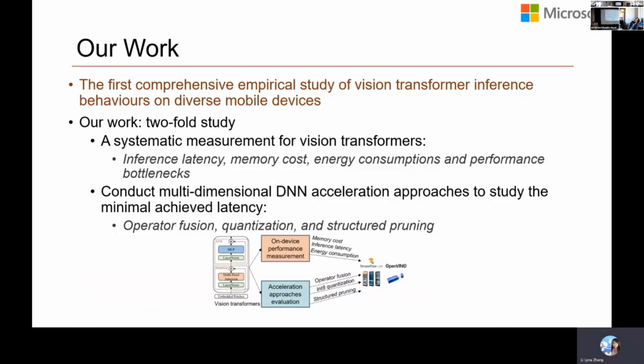In our work, we present the first comprehensive empirical study of vision transformer inference performance on diverse mobile devices. Our work is a twofold study. Firstly, we give a systematic measurement of various models on mobile devices to understand the inference latency, memory cost, energy consumption, and the performance bottlenecks. Secondly, we further conduct multi-dimensional DNN acceleration approaches on existing vision transformers to study the minimal achievable inference latency and the possibility of efficiently deploying them without redesigning new models.